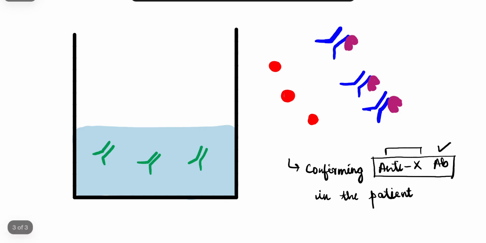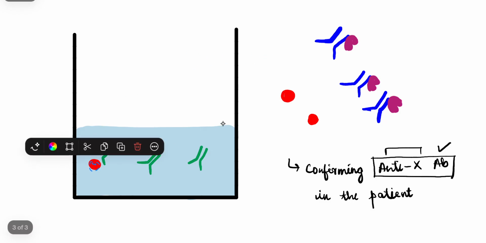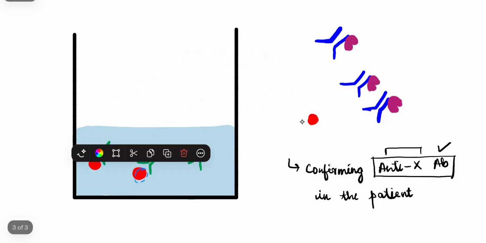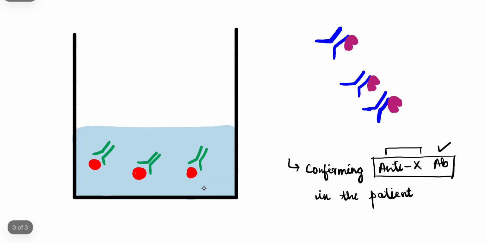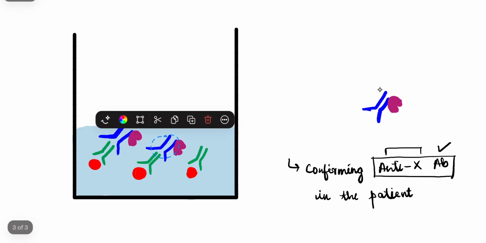So this time we will use the patient's antibodies, and then we add our antigen, which we have taken from outside, not from the patient. Suppose I have added this particular antigen here, here, and here. After this, because now they will be fixed, we will add our secondary antibody. Now you have to focus carefully. The secondary antibody will attach itself in this way.